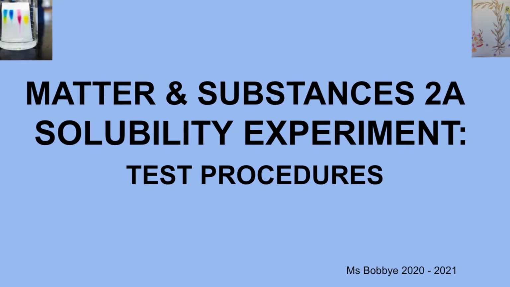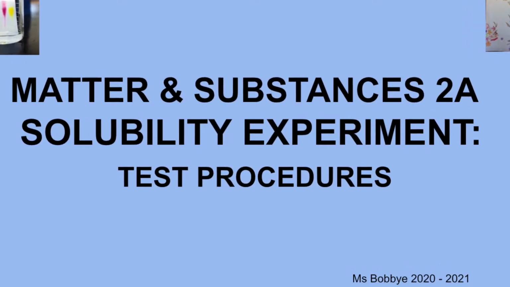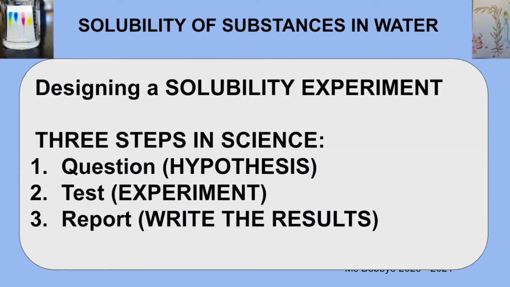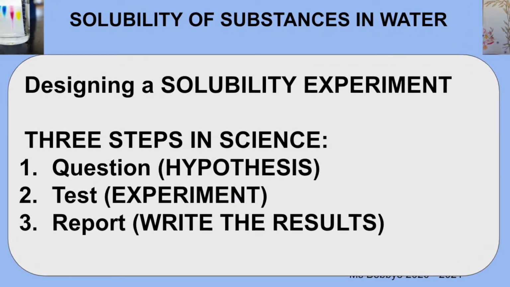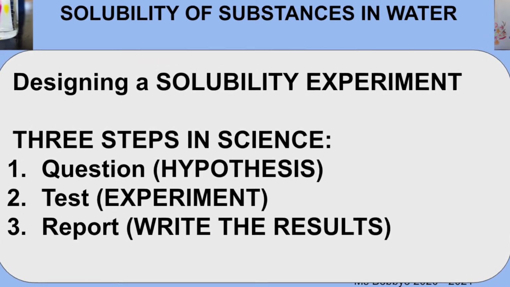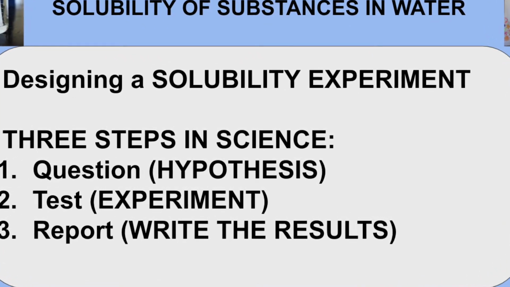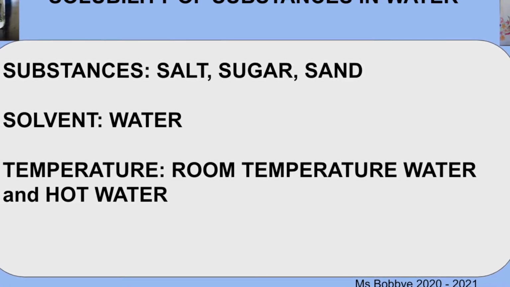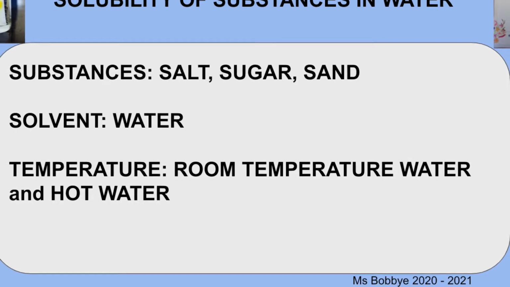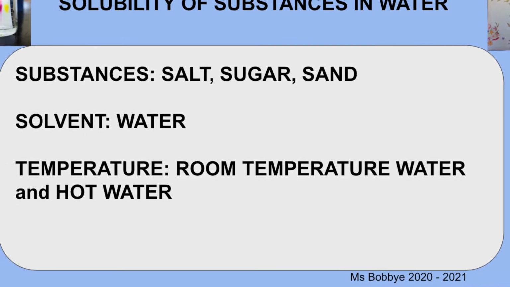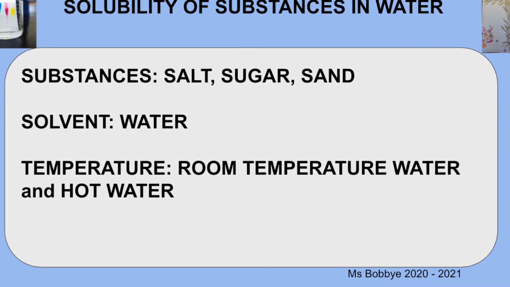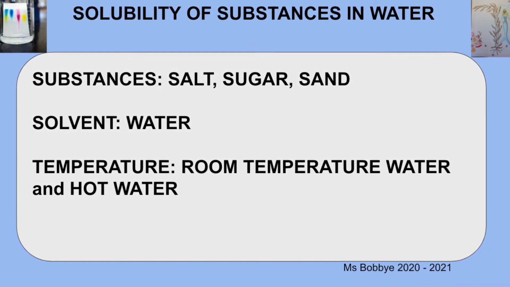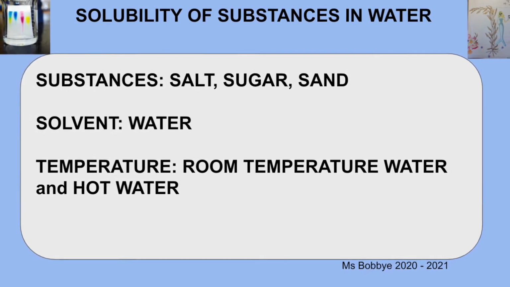First, let's look at the experiment that we designed together in class. We're using the scientific method. Remember, question, test, report. We're testing the solubility of three substances, salt, sugar, and sand, and we're using the solvent water. We're also comparing what happens with solubility with warm water or cold water.